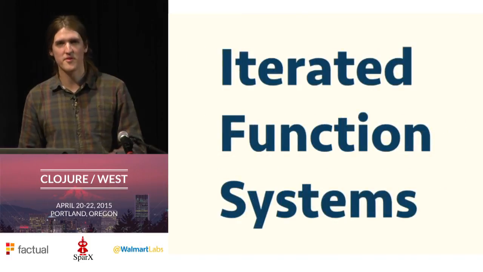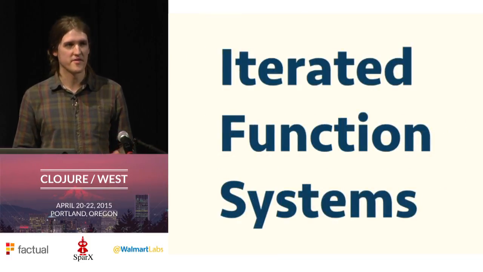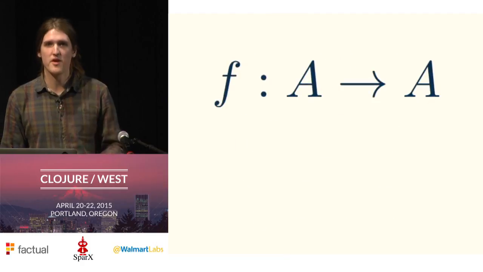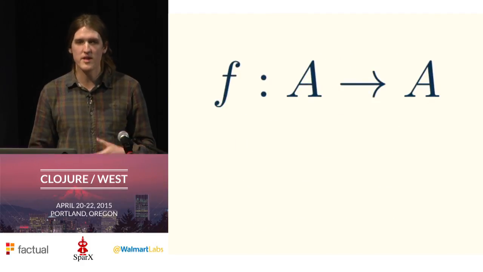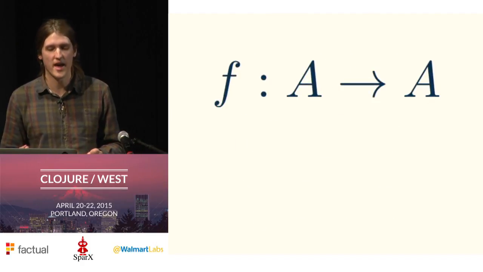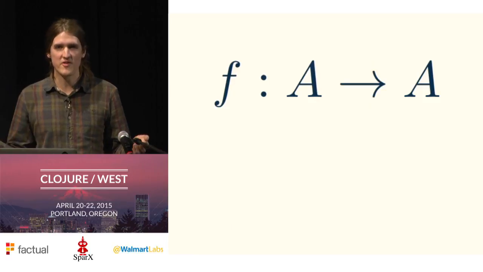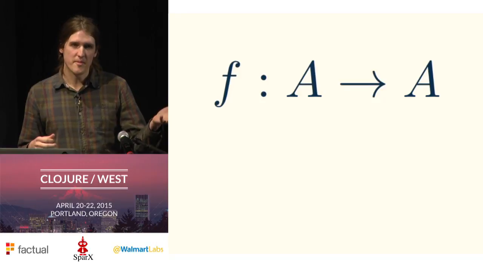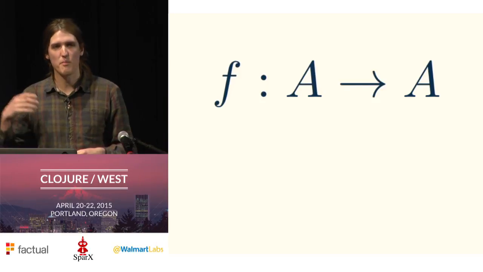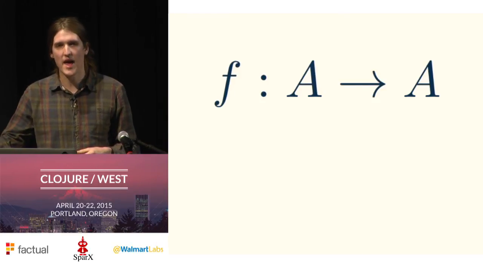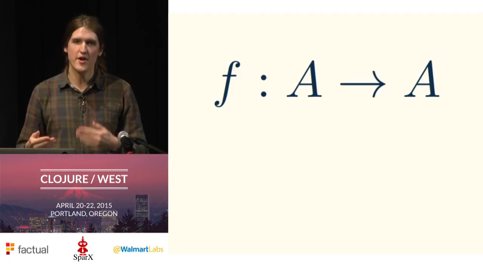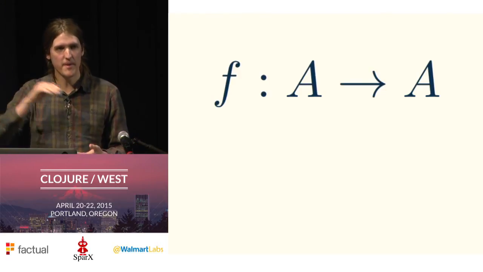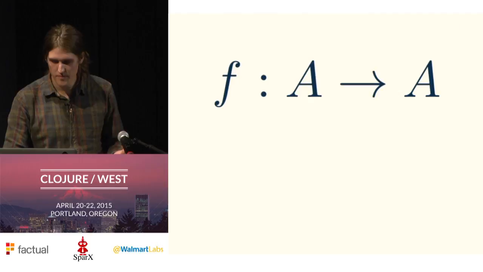Iterated function systems. So to have an iterated function system, you need to start with a function, surprisingly enough. And the salient feature of this function is that its domain and its range have to be the same thing. That is, it takes inputs from some set A and gives you back more members of the set A as output. And that's what lets us iterate it, take the output and feed it back into the function as input.